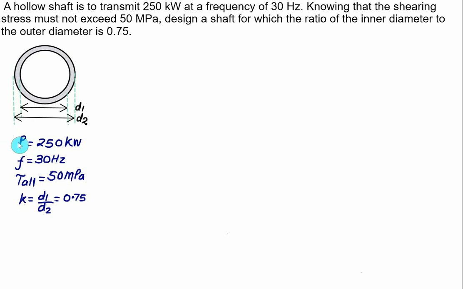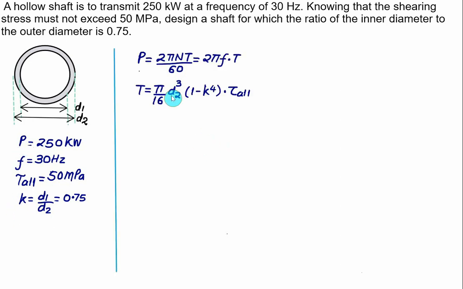First we use the formula for power to calculate the torque, and then we can use the second formula for torque, which is pi by 16 d2 cubed into 1 minus K to the power 4 multiplied by tau allowable, and then we can calculate diameter d2. So these two formulae are useful for us. First we calculate the torque, and then using torque we can calculate the diameter d2.